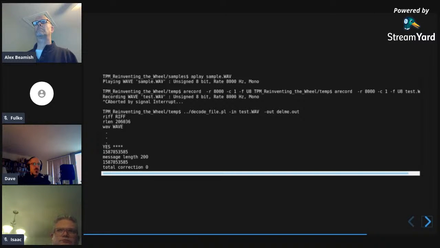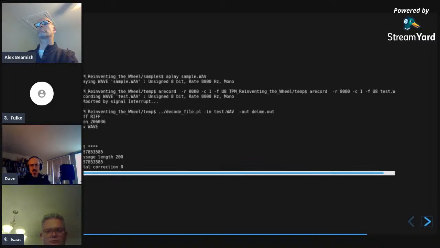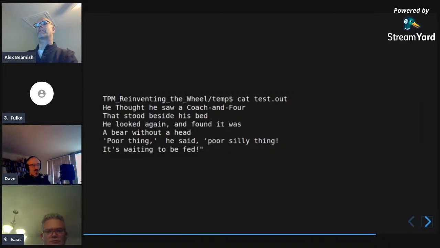So I'll play the wave file out of one computer and record it on another. Or in this case, I think I was basically recording to myself. And I cut off a lot of the diagnostics or whatever, but yay, it seems that it got something. And if I look at what the output is, I got the original text.